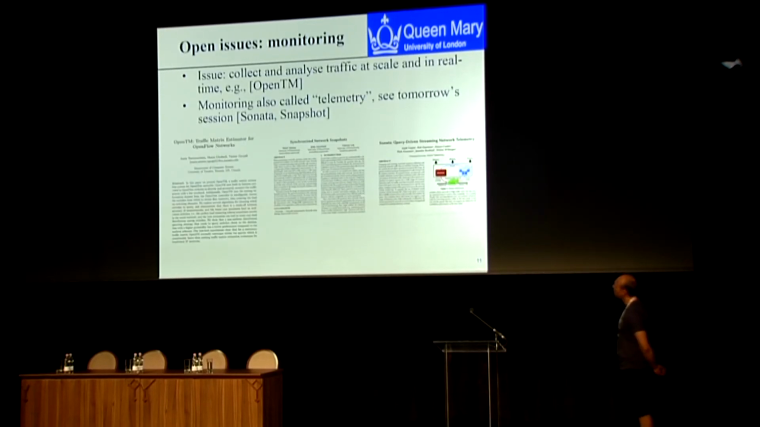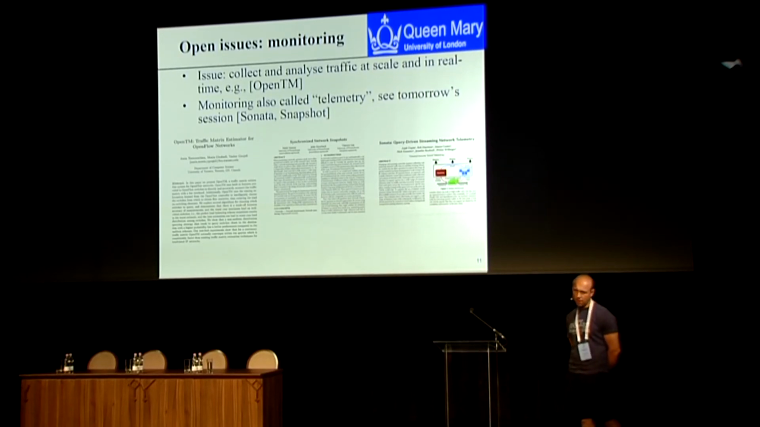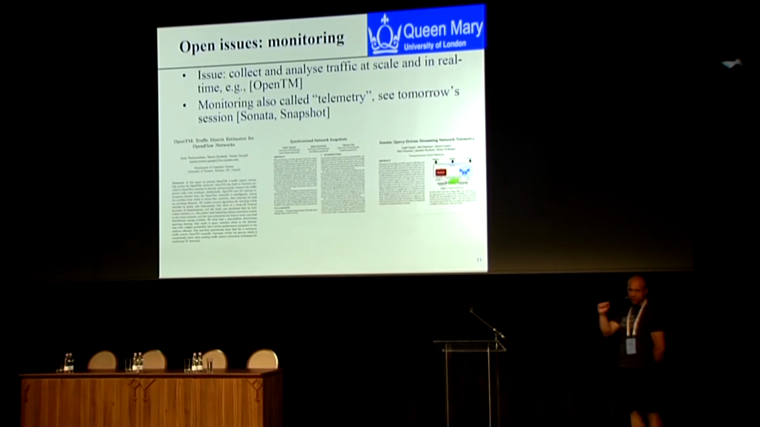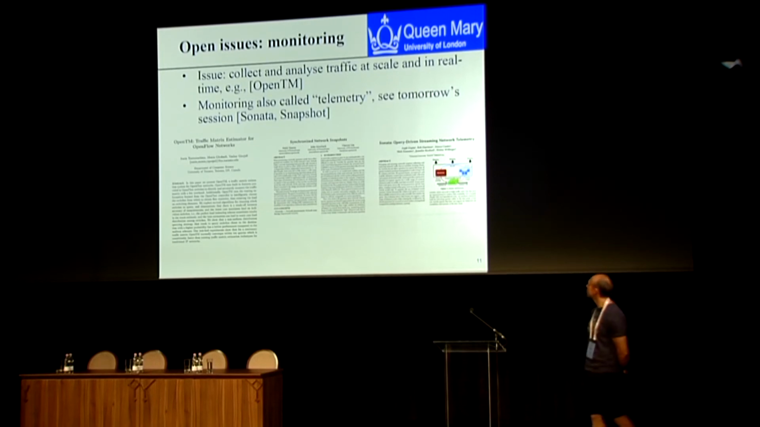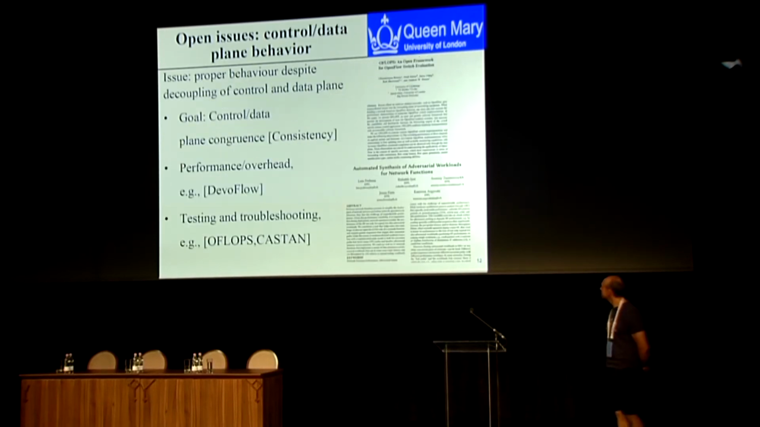So open issues, one is monitoring. I put it first because I like measurements, but it's not that it's more important. One issue, of course, is that when you have flow-level measurements, you can have a lot of flows and a lot of data from your devices, so that probably won't scale unless you do things on a very small subset of the traffic. One of the papers we'll have tomorrow, Sonata, kind of handles that. It's also called telemetry, which is an older word for that. And there are a few other papers on measurements.